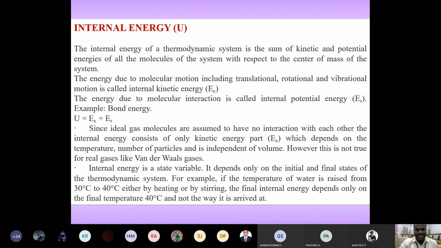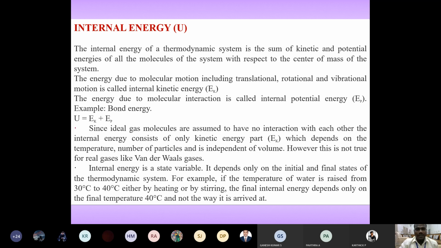Then, the term internal energy. What is internal energy? The internal energy of a thermodynamic system is the sum of the kinetic and potential energies of all the molecules of the system with respect to the center of mass of the system. We are dealing with gas. The kinetic energy and potential energy come together to give the internal energy of a system.